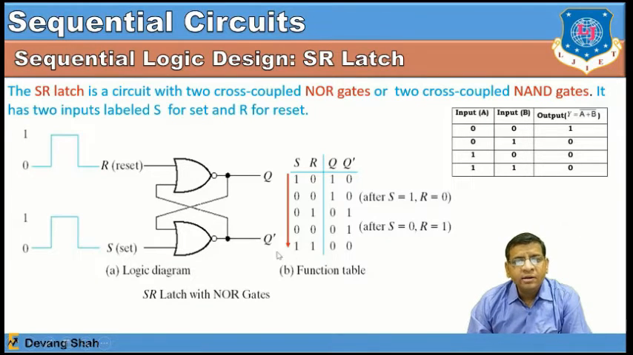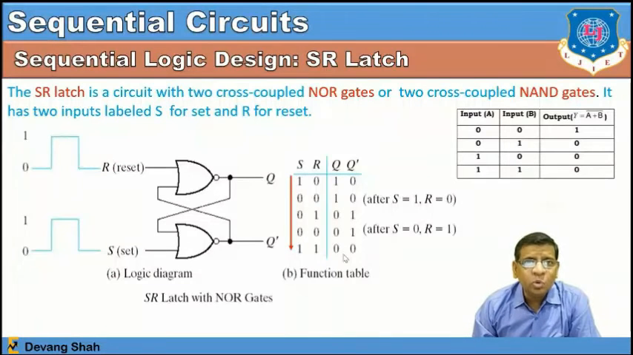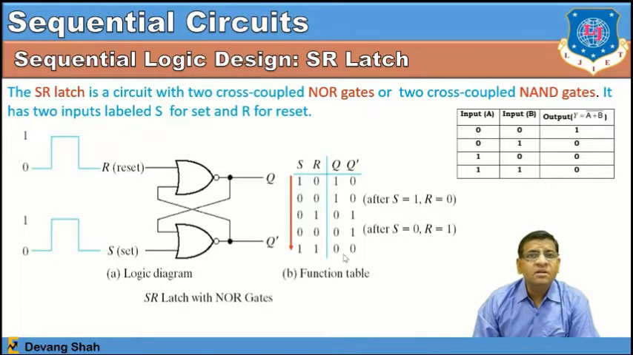So from that you can see that R is equal to 1, Q bar is equal to 1, and your Q becomes 0, because with 1 1 you get 0. This kind of condition, where R is equal to 1 and Q is equal to 0, we define as a reset condition.